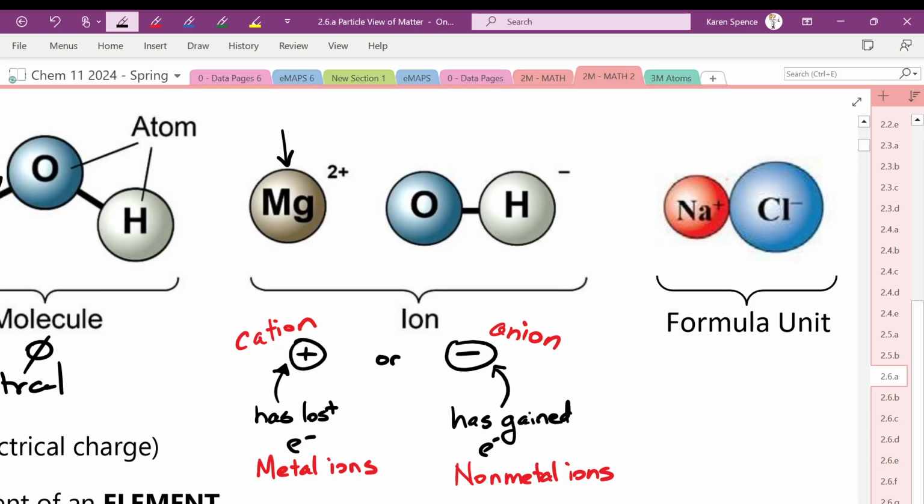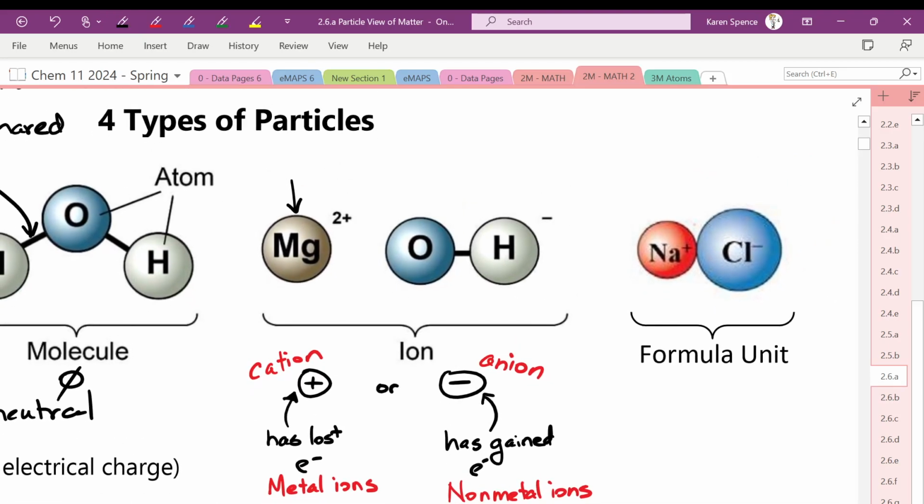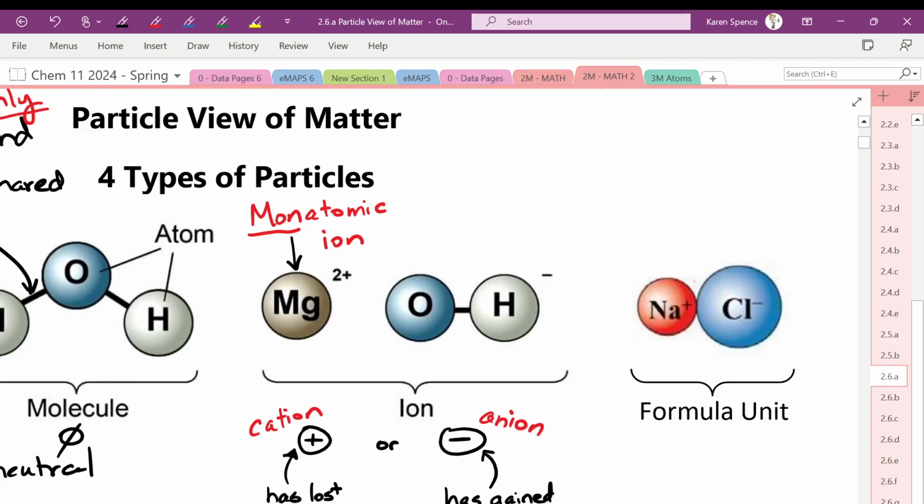Here we have an ion made of a single atom. Do you guys know what the prefix is that means one? Mono. This is a monatomic ion. It's made of one atom. So one atom.